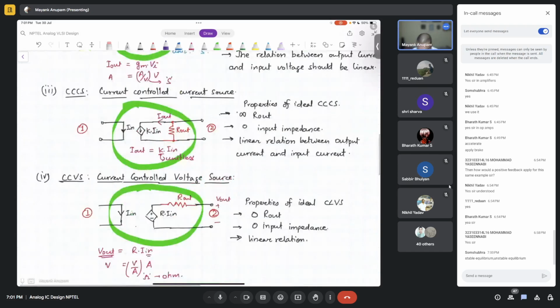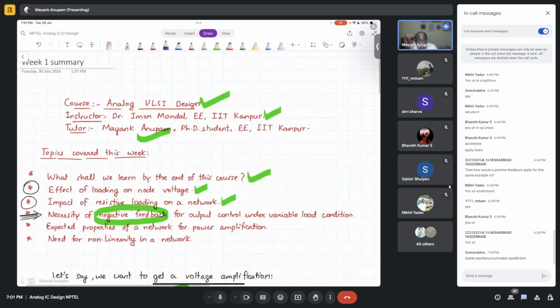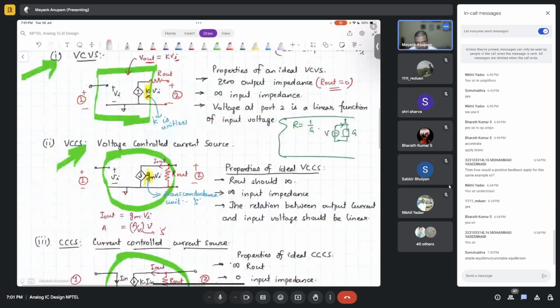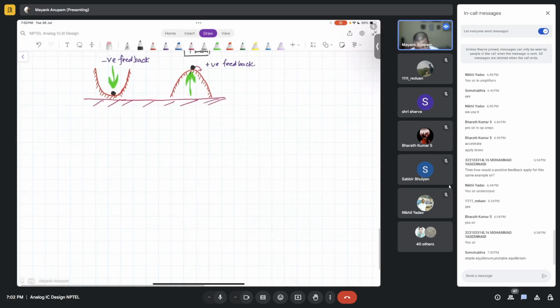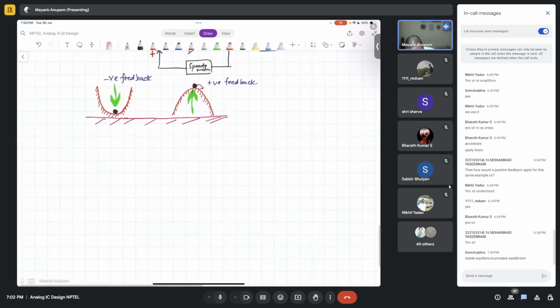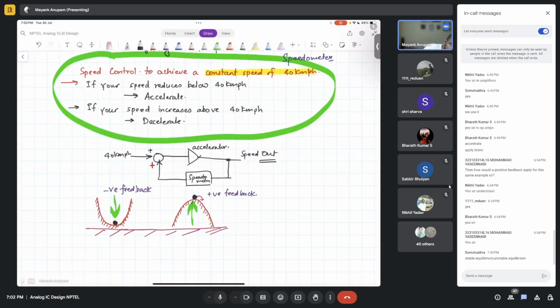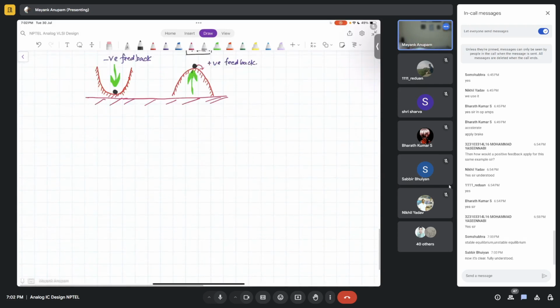Good. So now that we have understood negative feedback, let me come to the point of necessity of negative feedback for output control under variable load conditions. I'll make it a slightly generalized thing. The instructor only explained about varying load conditions, so let us try to understand what happens in other scenarios.